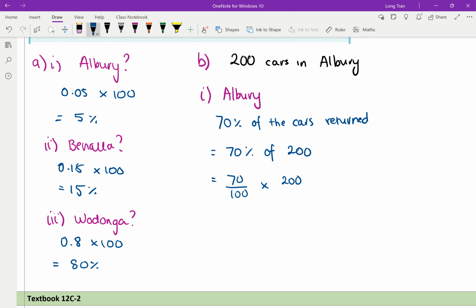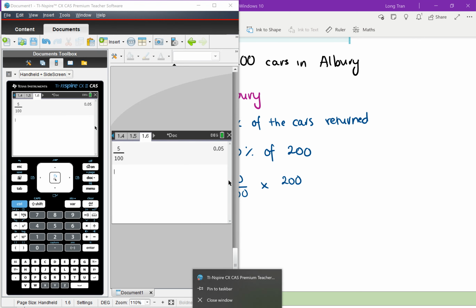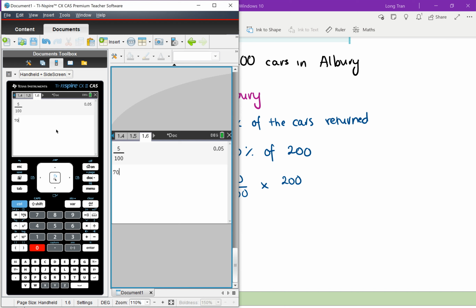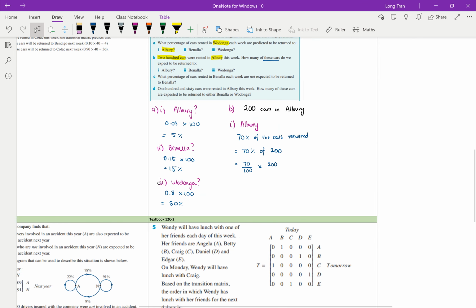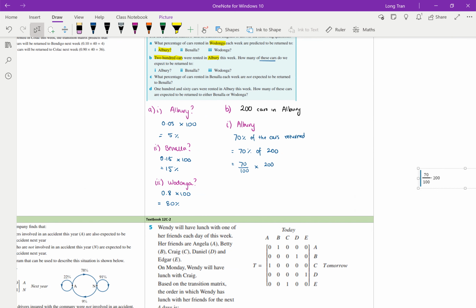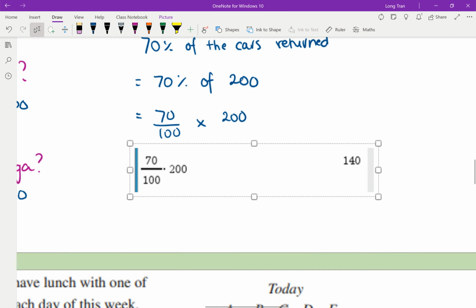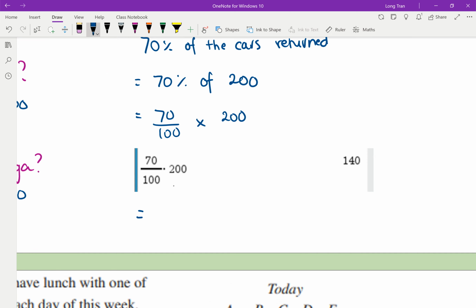So here we go. We're going to do 70%. So 70 control divide over 100, or just divide and then times by 200. And you see 140 of those cars. I'm just going to screenshot this and then put it in. We go. And we can see now that that would mean you can, therefore, expect 140 cars returned.